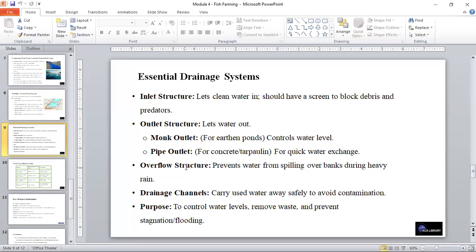Overflow structure is another form of system in drainage. It helps prevent water from spilling over banks during heavy rain. Also, we have drainage channels. It carry used water away safely to avoid contamination. The purpose of drainage system is to control water level, to remove waste, and prevent stagnation or flooding.